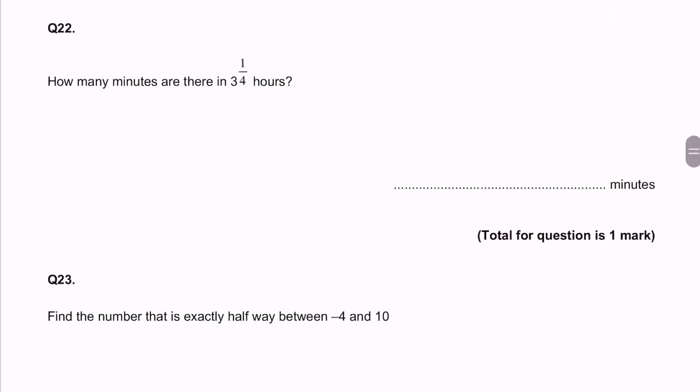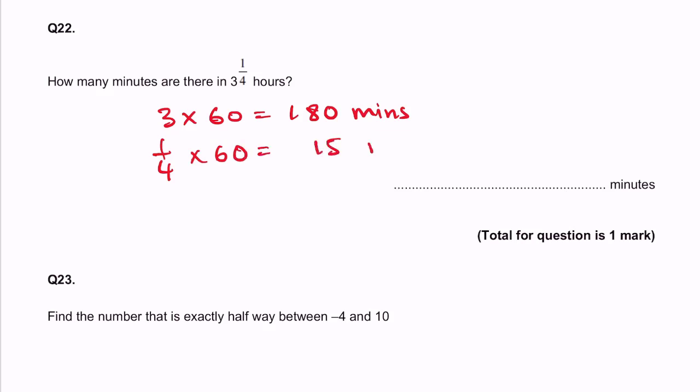How many minutes are there in 3 1/4 hours? So 3 whole hours, we know it's 60 minutes in 1 hour. 3 times 60, which is 180 minutes. And a quarter of 60, 1 hour, which is 15 minutes. So altogether we have 195 minutes, and that's the answer. That's worth 1 mark.